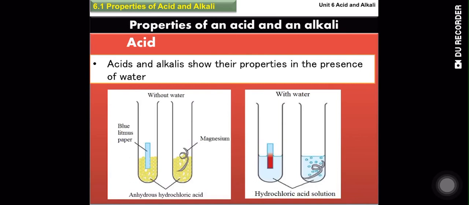But the moment it is added with water, the hydrogen chloride will turn to become hydrochloric acid. The moment solid hydrogen chloride is added with water, it becomes hydrochloric acid. The acid will show the properties of acid, whereby the magnesium will dissolve, react and release hydrogen gas, and the blue litmus paper will change to red. Same goes for alkalis.